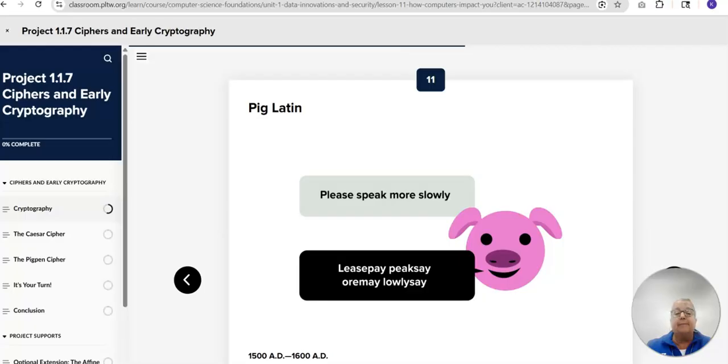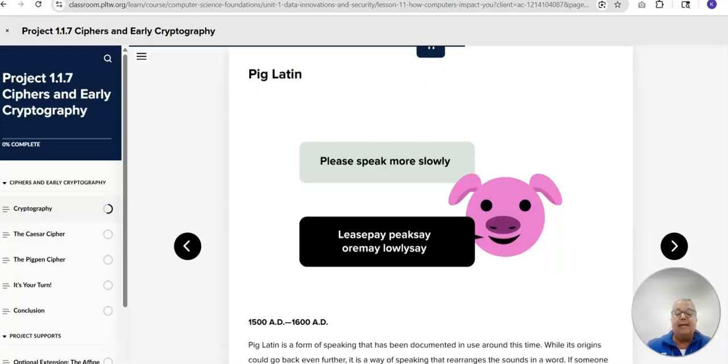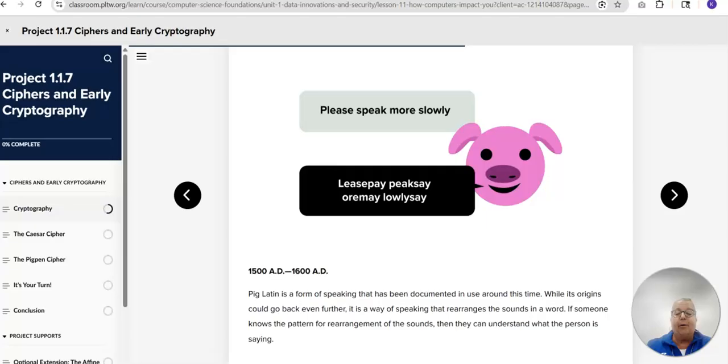Pig Latin. Aaron K. Urshi Hay. What they do is they speak a form of speaking that has been documented in use around this time, while its origin could go back further. If someone knows the pattern for rearrangement of the sound, they can understand what the person is saying.